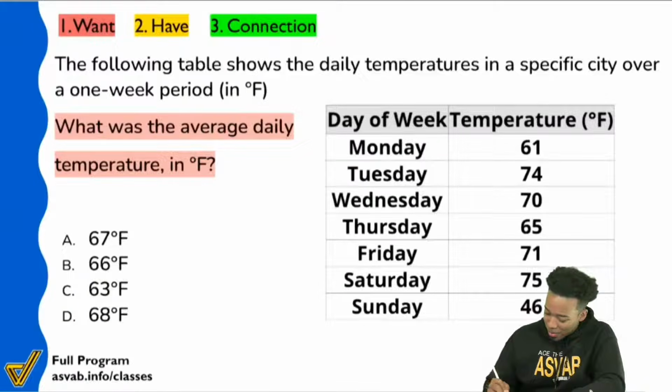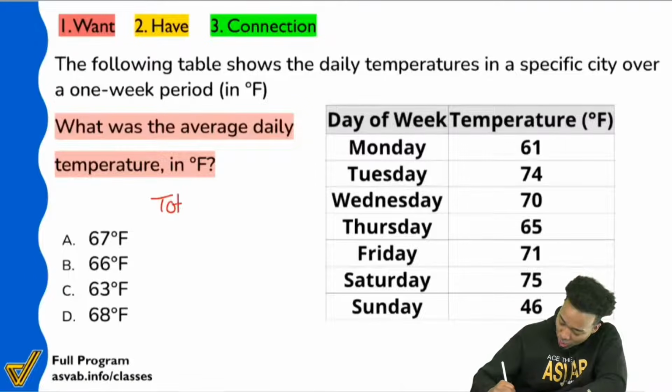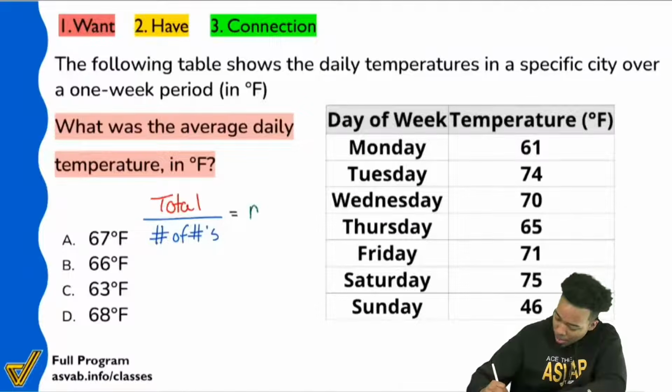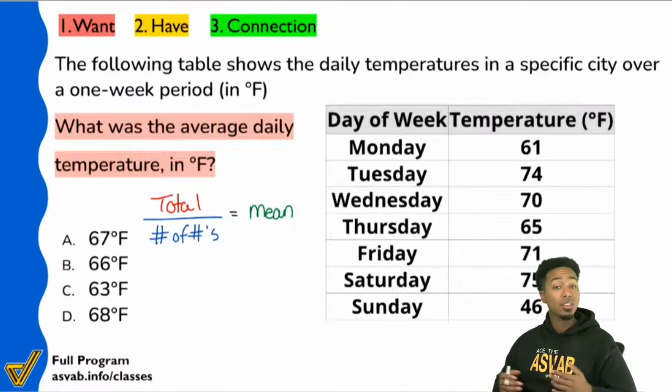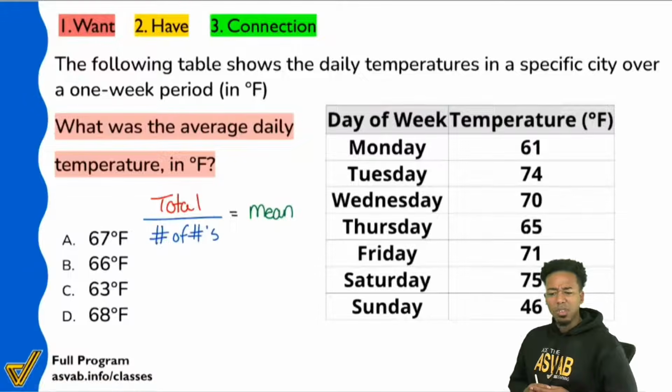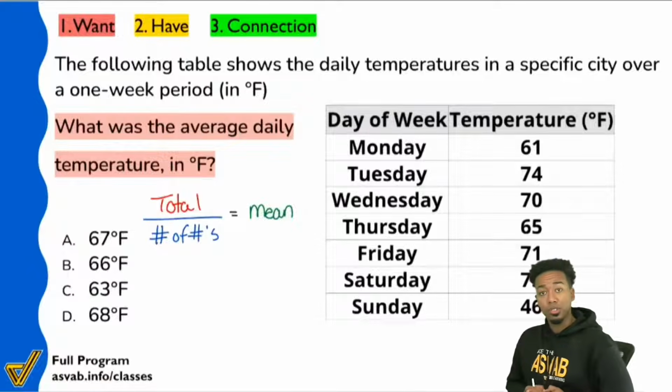So since we're looking for the average, we're going to take the total, divide that by the number of numbers, and that's going to give me my mean. Okay, so in this situation, everybody, can we find the total, or are we looking for a missing number? Right, we can find the total. This isn't working backwards. This is working forward. We're finding the average. So we get the total, divide by the number of numbers, we'll have the mean.